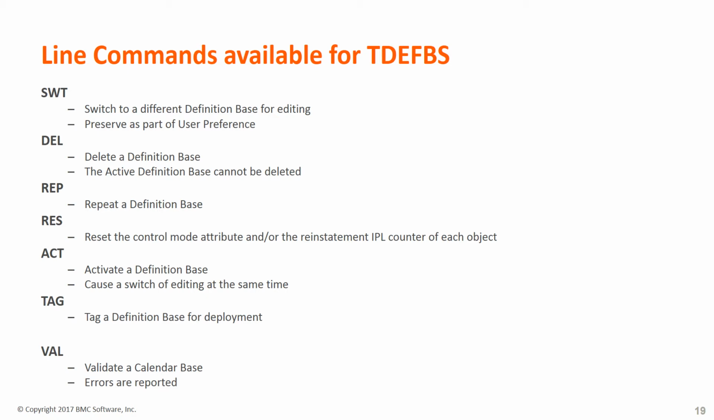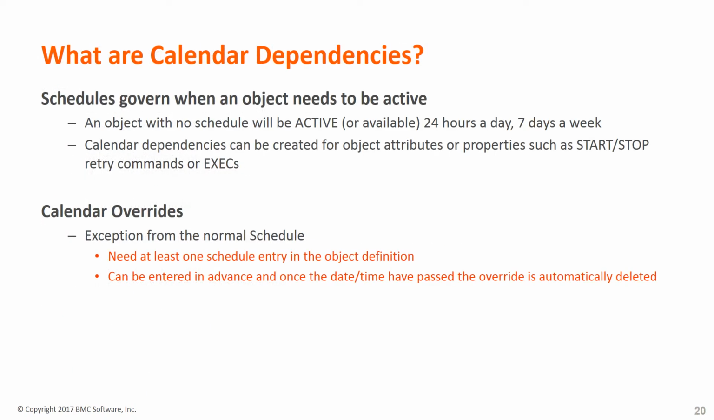The RES command resets the control mode or the IPL counter for each of the objects in the definition base. The ACT command activates a definition base, which causes the objects in that definition base to become actively managed. There's a tag command that allows you to tag a definition base for deployment. And there's a val or validate command that allows you to test your calendar-based definitions.